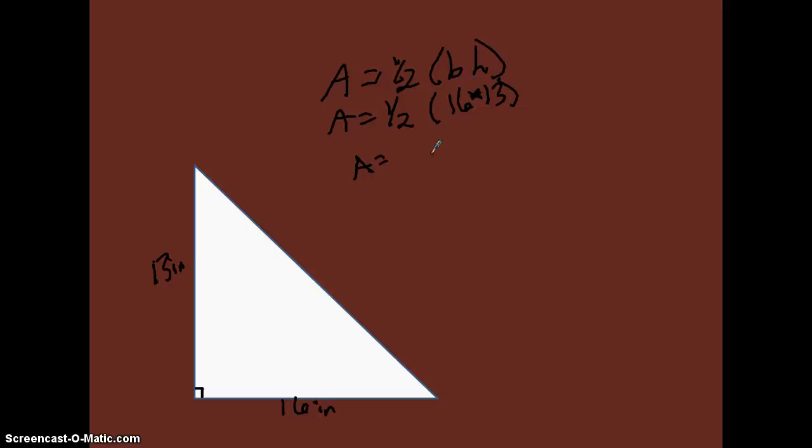If I multiply 13 by 16, that's going to give me 208. And then when I multiply 208 by half, remember it's essentially dividing it by 2, I'm going to get 104, and my unit of measure is inches squared. So this is how you can find the area of a right triangle. Now, a lot of students want to see a line that's drawn separately for the height. But when you have a right triangle, this forms the height, so you don't have to have a separate line representing your height.